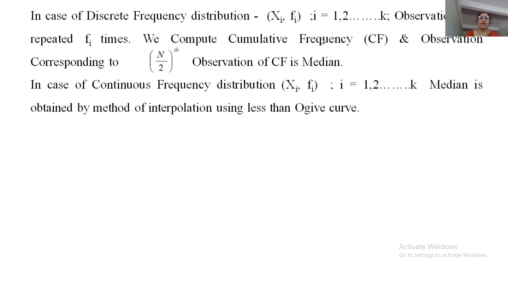In case of a discrete frequency distribution, that is, when we have xi values with frequency fi, you just compute capital N by 2. So the (N/2)-th observation will be the median when you arrange the observations in increasing order, that is, in the less than type of cumulative frequency.